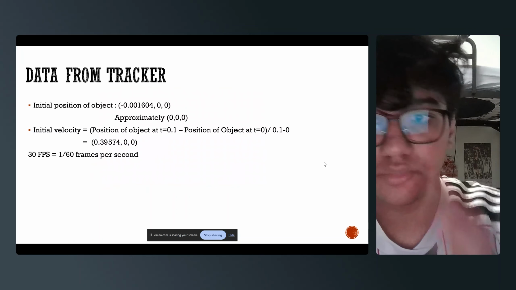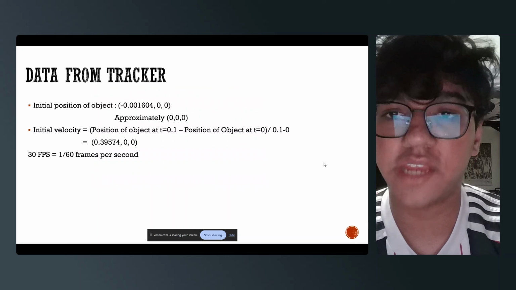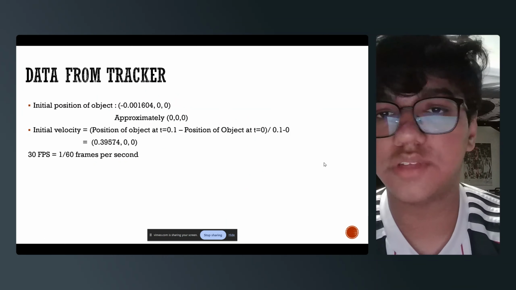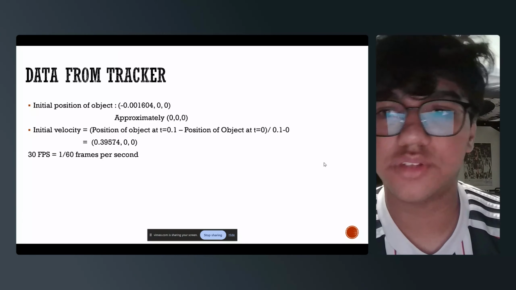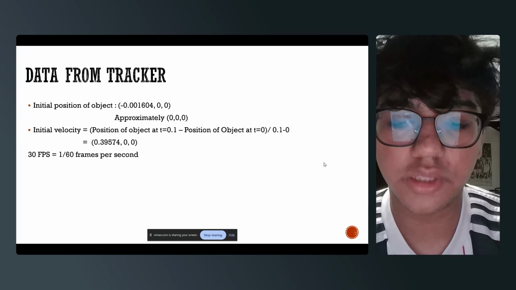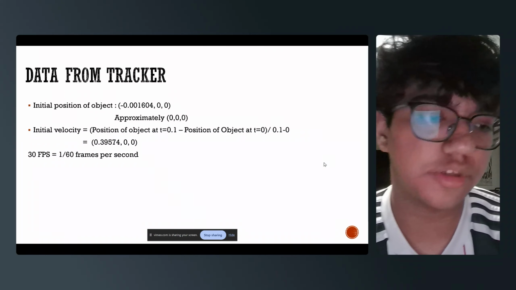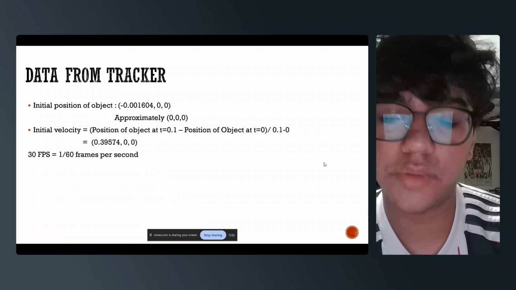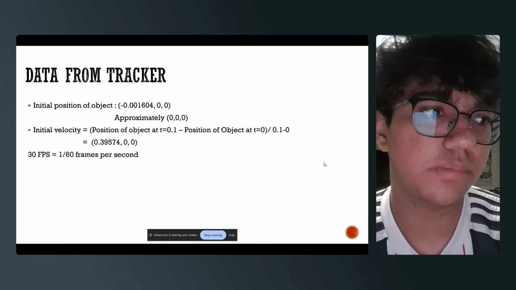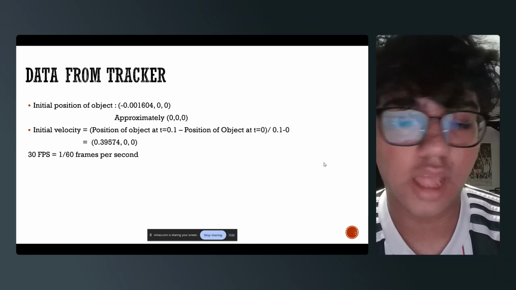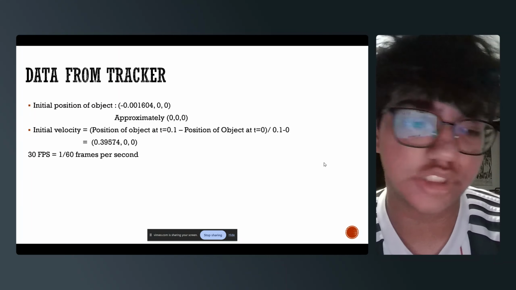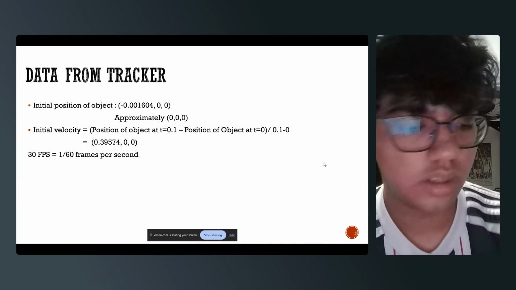So the data we obtained from Tracker was the initial position of the object, which is negative 0.00160400, which is approximately 0, as you can see. So we just assumed it to be 0. To find the initial velocity, we took the position from the Tracker graph that is closest to t equals 0, because that would give us the initial velocity. We didn't want to use average velocity because that would consider velocity across the entire motion of the object, and we know friction would slow down the object towards the end.